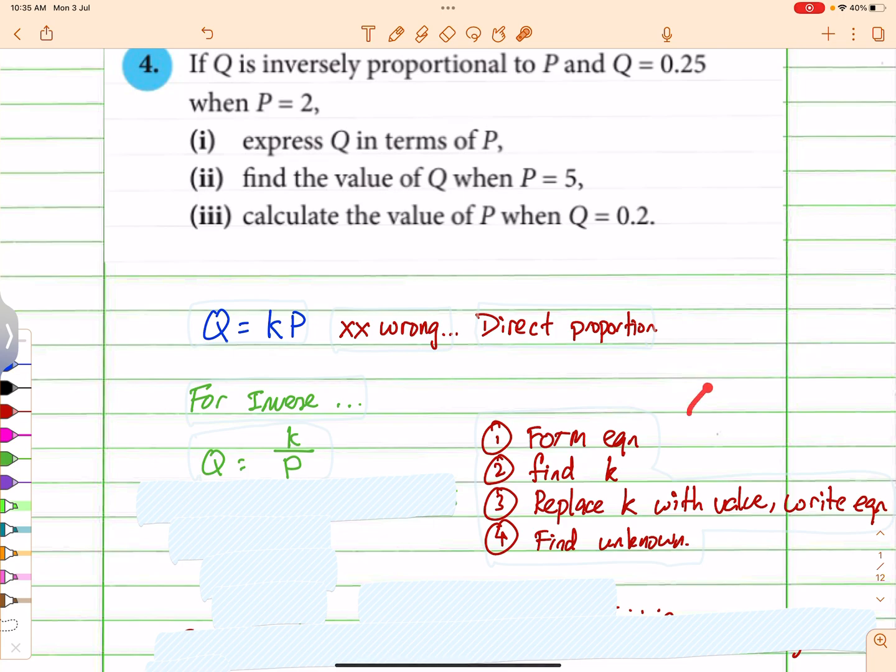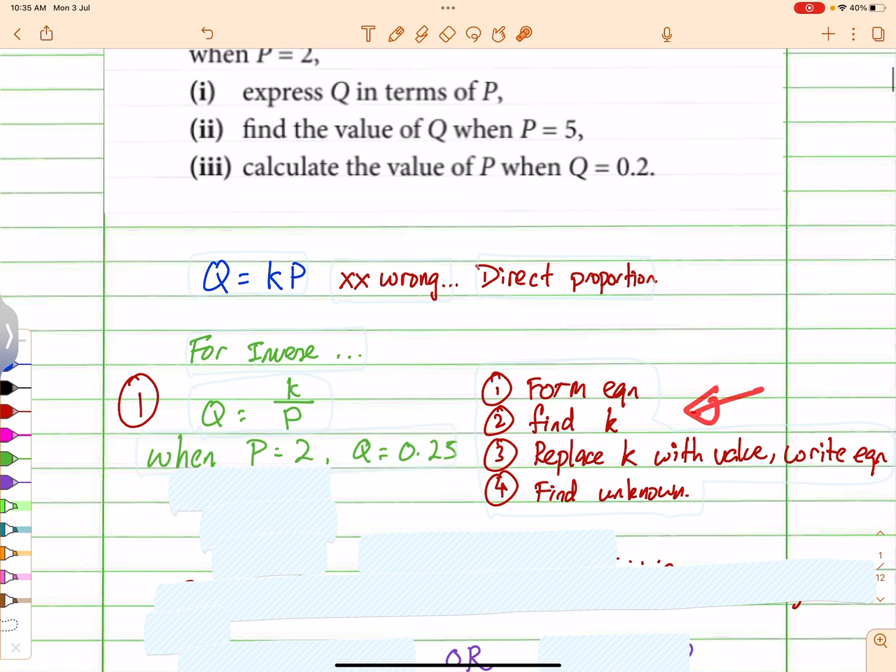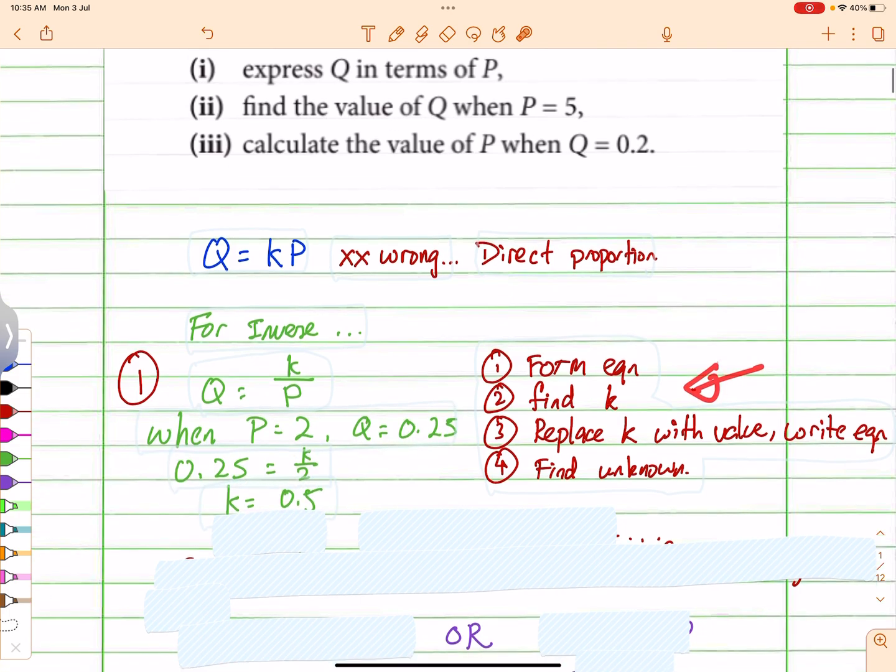First step, form the equation, right? So forming the equation means I write something like Q equals K over P. Now, secondly, I want to try and find my K, right? Now, how do I find my K? So I will try and replace some values in, and very quickly I can find my K. So this is step 2, right?